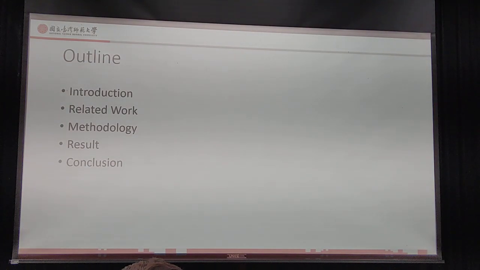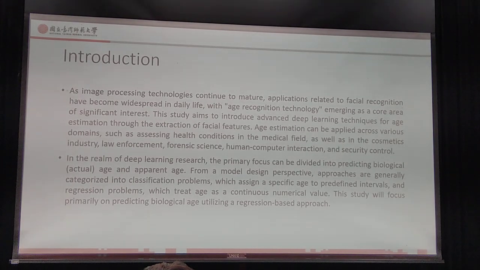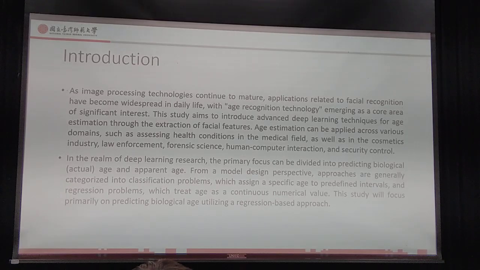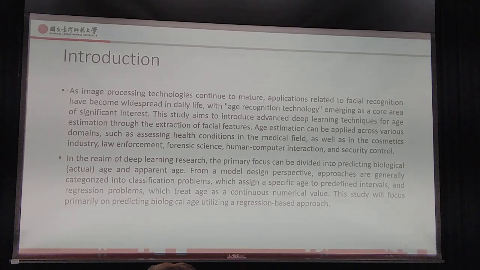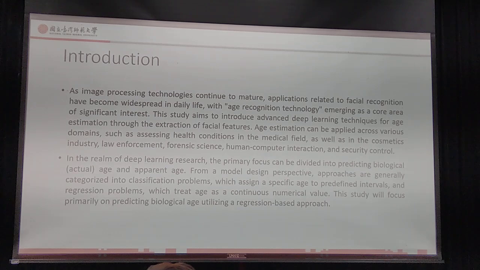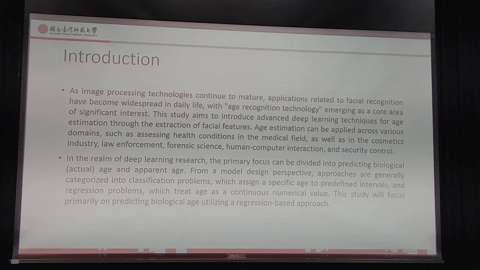And this is my outline. Introduction. As imagery processing technologies continue to mature, applications related to facial recognition have become widespread in daily life. With age recognition technology emerging as a core area of significant interest, this study aims to introduce advanced deep learning techniques for age estimation through the extraction of facial features.